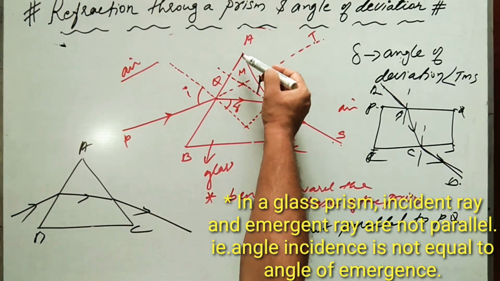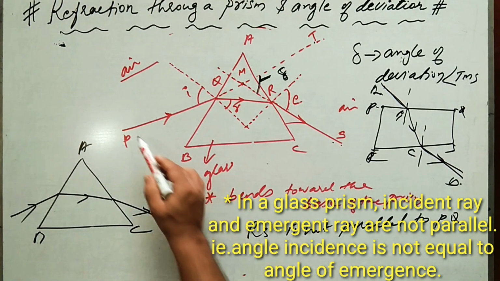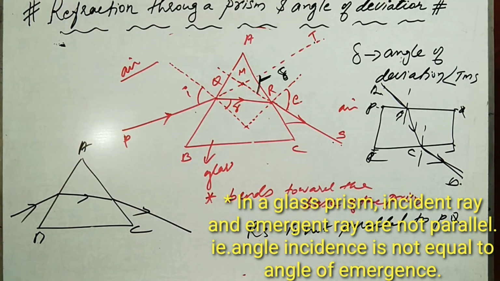In case of a glass prism, the refracting surfaces AB and AC are inclined to each other, and the incident ray and emergent ray are never parallel to each other. Always the refracted ray bends towards the base of the prism.